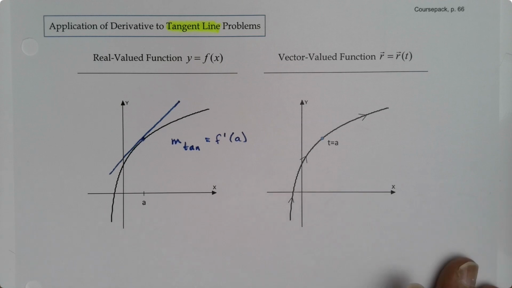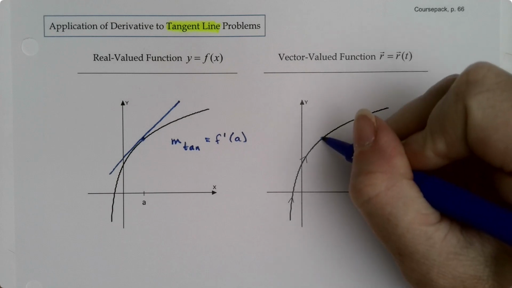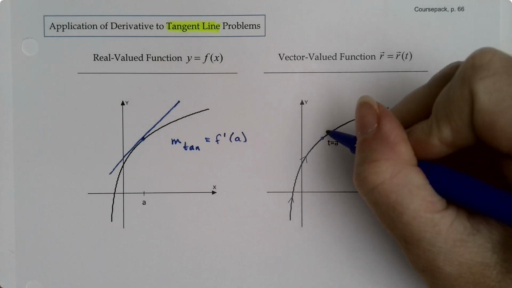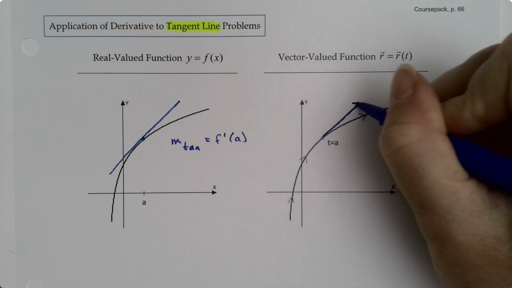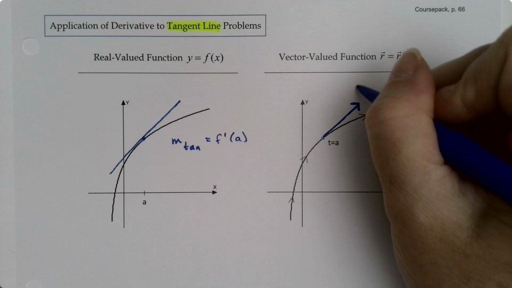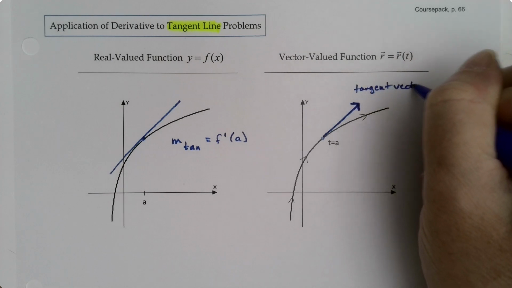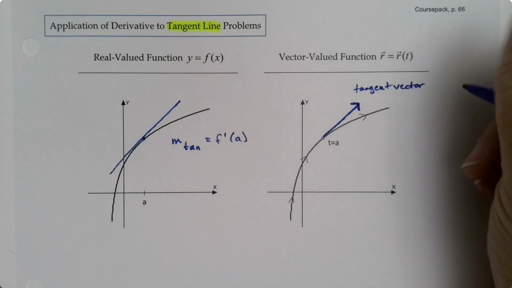Okay, well, so how does that change for a vector valued function? It's modified a little bit. So you still have a right here, but this is t equals a. And so your tangent line comes like this, and it's not a line, it's a vector, right? So your tangent vector points in the direction of your motion.